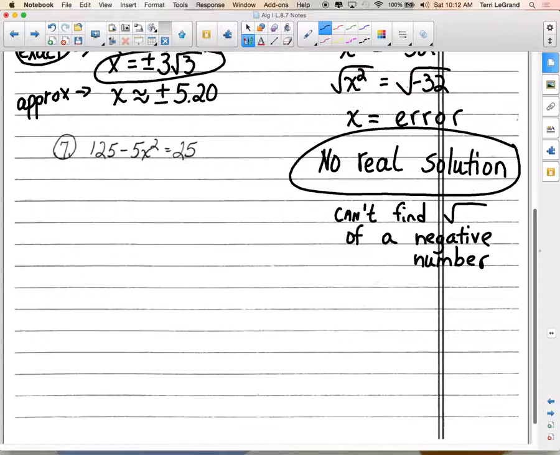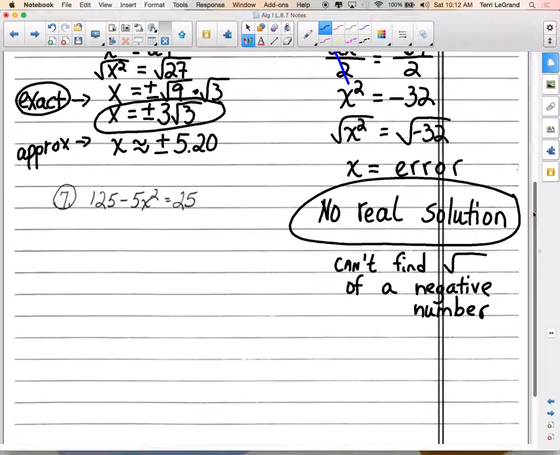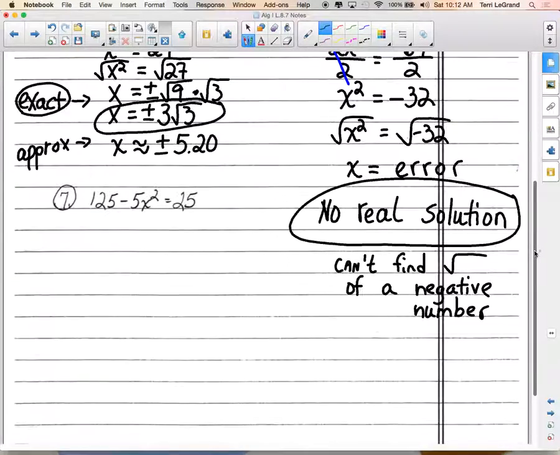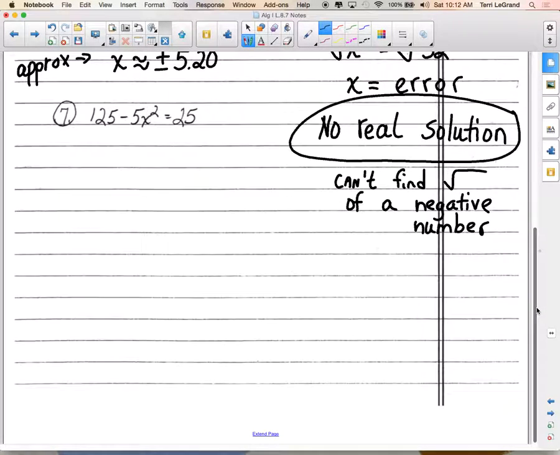So this doesn't have any real solutions. We call them imaginary solutions, or in other words, we still have a parabola here, but we have a parabola with no zeros. It's one of those parabolas that will not touch or cross the x-axis, but it is still a parabola. Okay, no real solution.